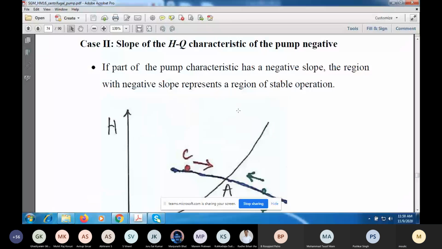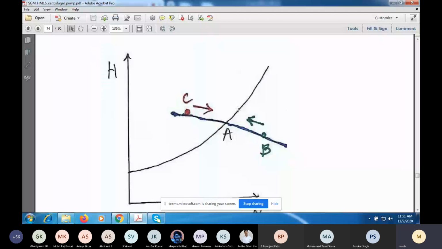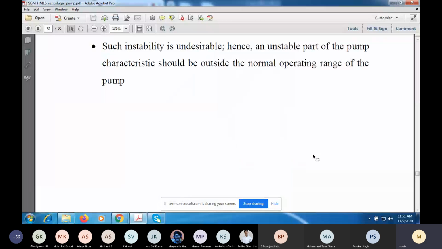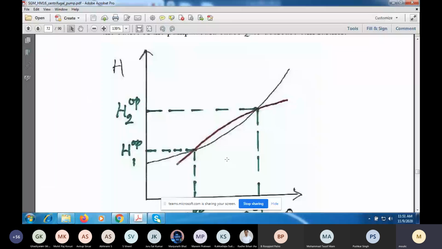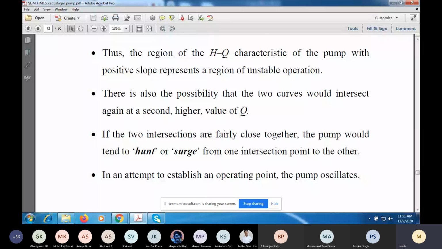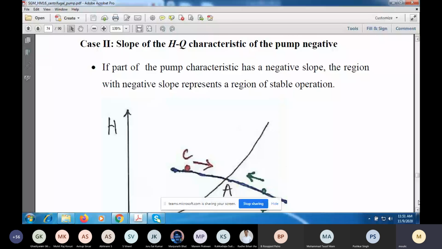Okay. So you would like the pump to operate at an operating point where the slope of the pump characteristic is negative. If the slope of the pump characteristic is positive, you may have instability or some kind of oscillation. So this is what I introduced last time as surging. Today I have talked about it in more detail.